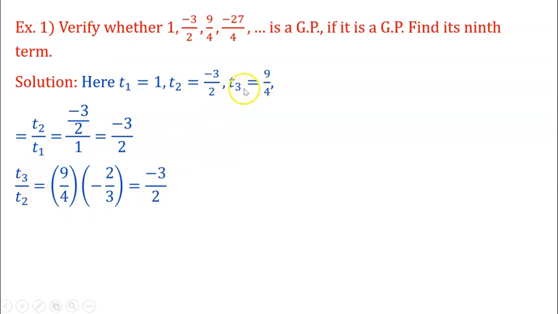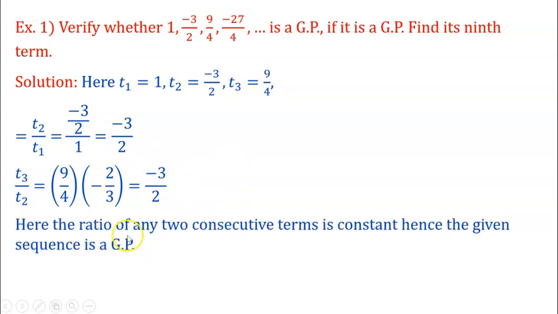Next, T3 upon T2, that is 9 by 4 upon minus 3 by 2. After multiplying with the reciprocal, you will get minus 2 by 3 times 9 by 4, and after simplification you will get minus 3 by 2. The ratio is constant. Here, the ratio of any two consecutive terms is a constant. Hence, the given sequence is a GP. Now next, T9 is equal to A into R raised to 9 minus 1.